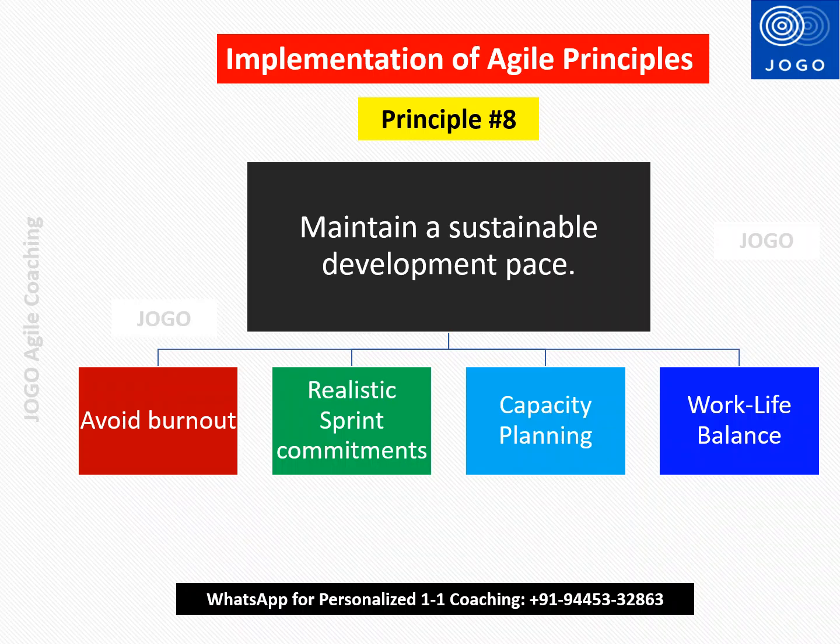And now let's learn how to implement the eighth agile principle, maintain a sustainable development pace. So here we need to ensure that the team is not burning out due to too much workload. That means the capacity should be checked before assigning the work, and we need to have a realistic sprint commitment for the team members, and we must do capacity planning before committing anything, and the leader should ensure that the team is having work-life balance. So by following these four activities or steps, we can implement Agile Principle 8 at work.